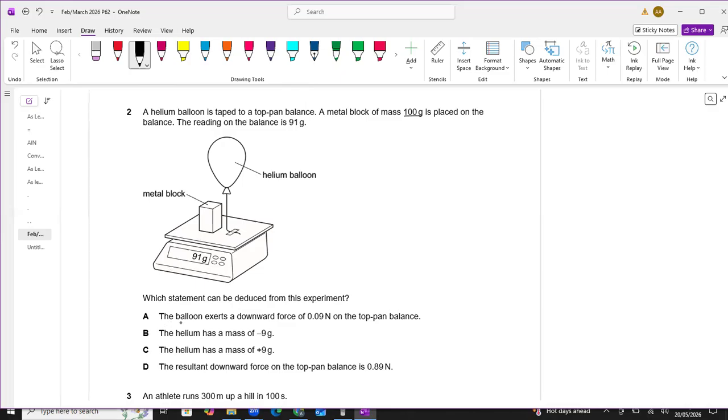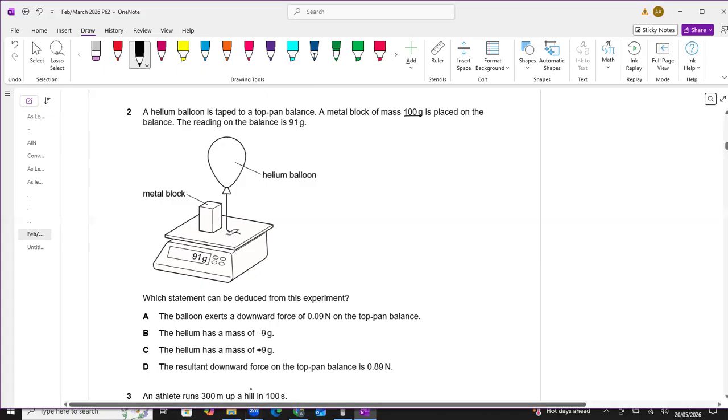In option A, they are saying the balloon exerts a downward force of 0.09 Newton on the top pan balance. So A cannot be a right answer, students, because we can see the balloon is moving in the upward direction. So it will exert an upward force rather than a downward force.